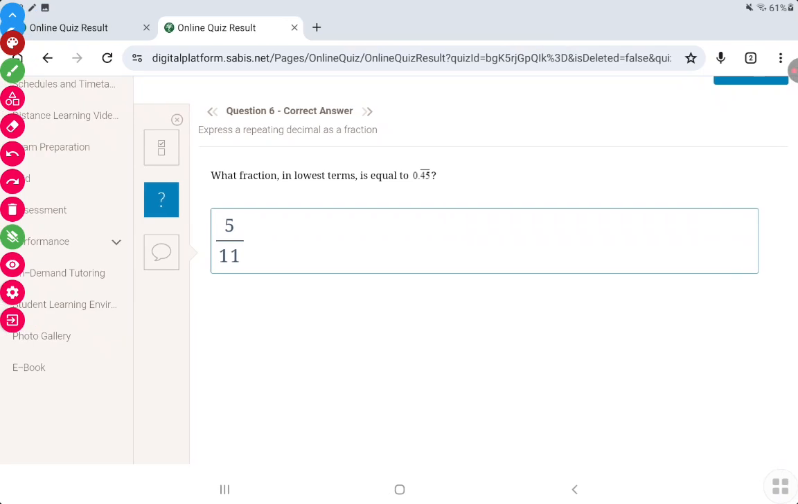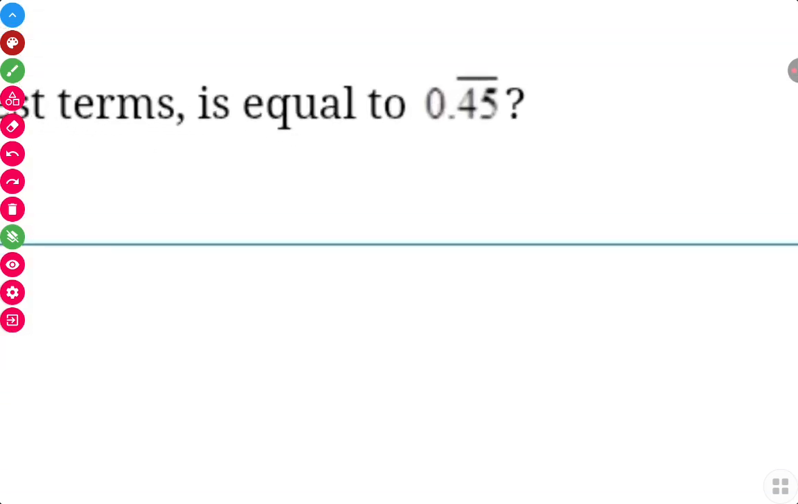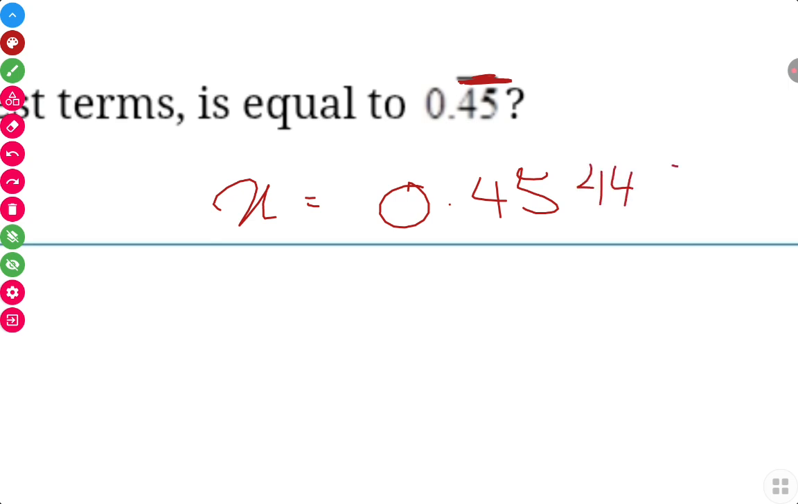Okay, what fraction in lowest terms is equal to 0.45 repeating? This bar on top of 0.45 means it's a repeating decimal. A repeating decimal is a decimal that just keeps repeating these numbers over and over again. So to convert it to a fraction, we first put it equal to x. So x is equal to 0.45 repeating, and because of the bar on top, we just keep repeating those same two numbers over and over. So 4, 5, 4, 5, 4, 5, and onwards, keep going.